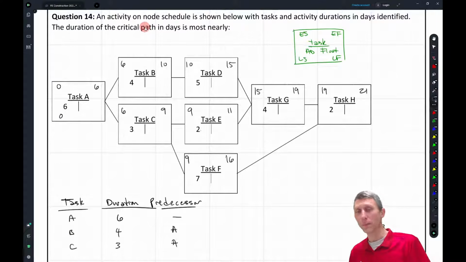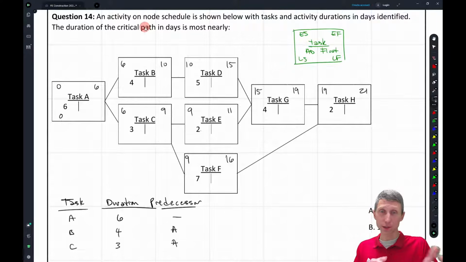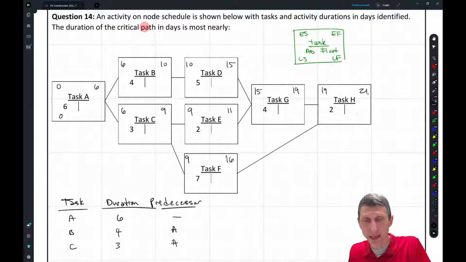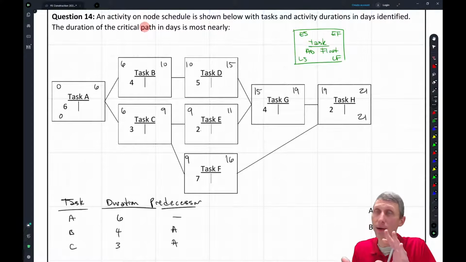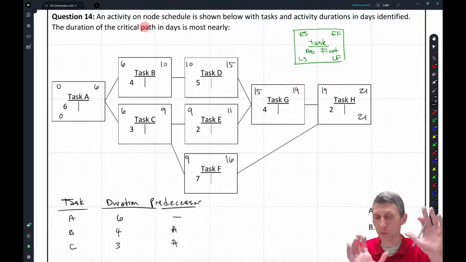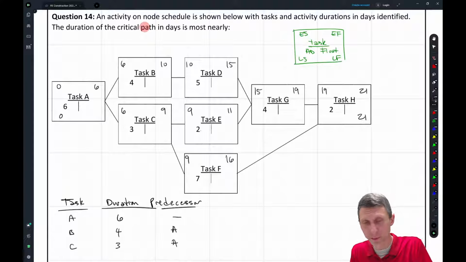What's 0 float? Let's take a look and do the backwards pass as well, because basically what we're going to do next is we're going to go backwards. Well, if this is an early finish, the late finish we're going to start with here is 21. And maybe you have a project where it could go further, but we're going to start with 21, and then we're going to come to 19 here, because 21 minus 2 gives us 19.